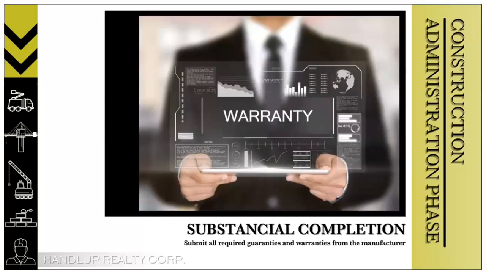In addition to the certificate of occupancy, our general contractor must submit all the required guarantees and warranties from the manufacturers of equipment and materials and the specialty subcontractors and installers used in the building. For instance, the manufacturers of roofing materials, windows, curtain walls, mechanical equipment, and more. Warranty products cover a specified time period, for example, 6 months or 1 year.